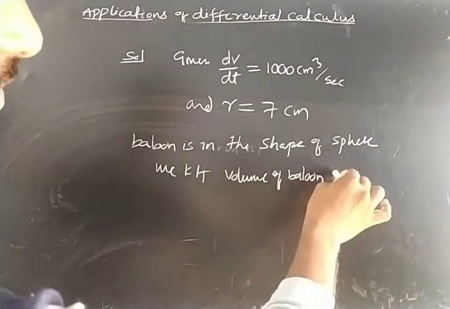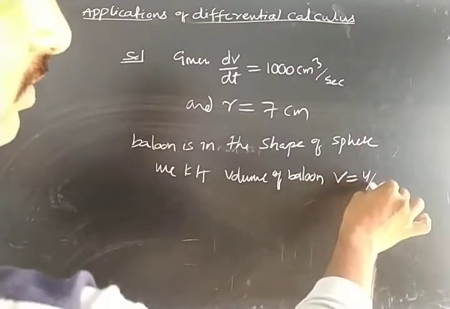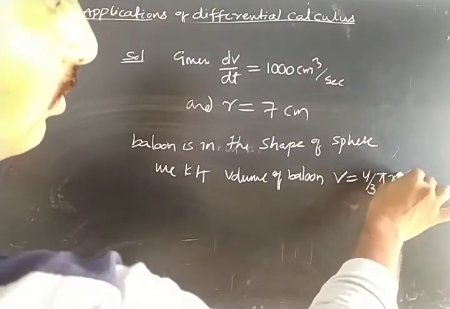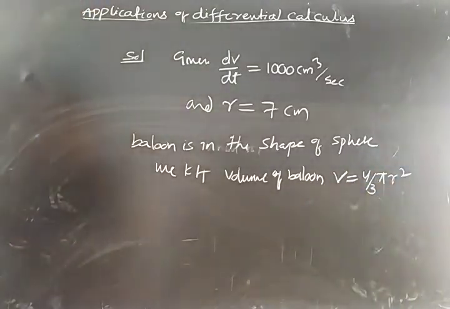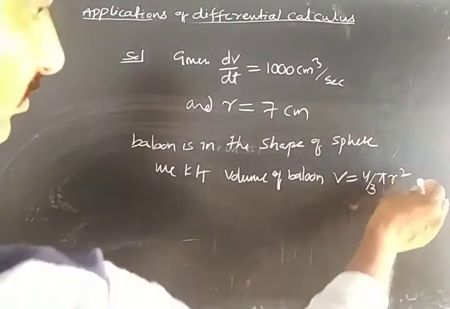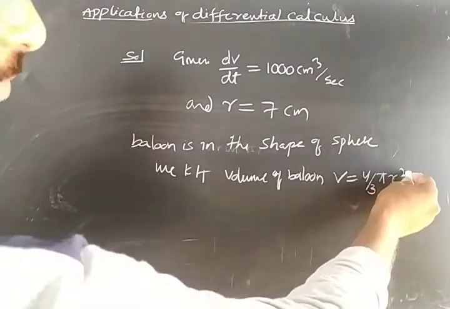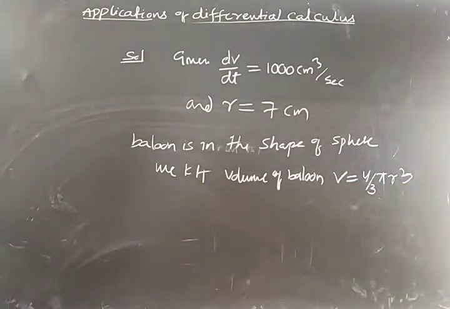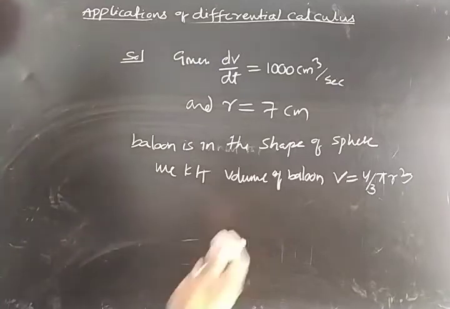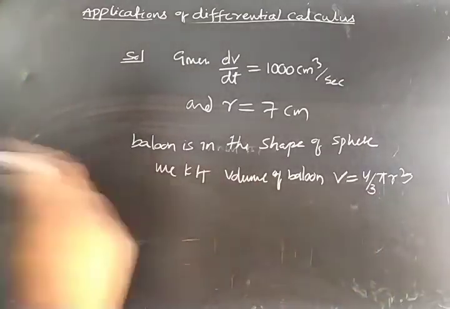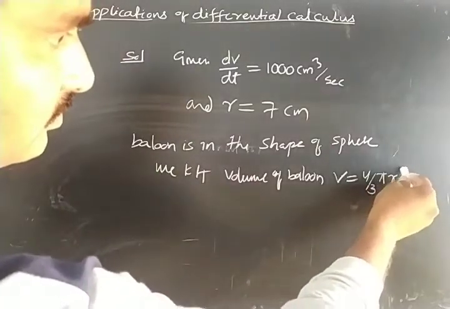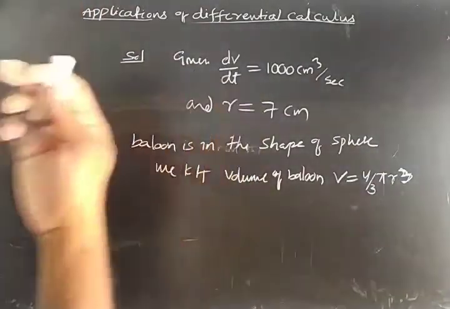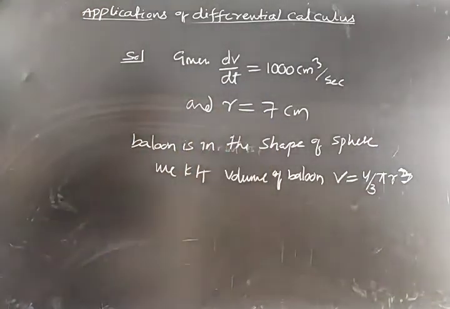What is the formula? V equal to 4 by 3 pi r square. Sorry, V equal to 4 by 3 pi r cube, not pi r square. 4 pi r square is surface area. So volume is V equal to 4 by 3 pi r cube. Right, we have given dV by dt and r. We are going to find the rate of change in radius.